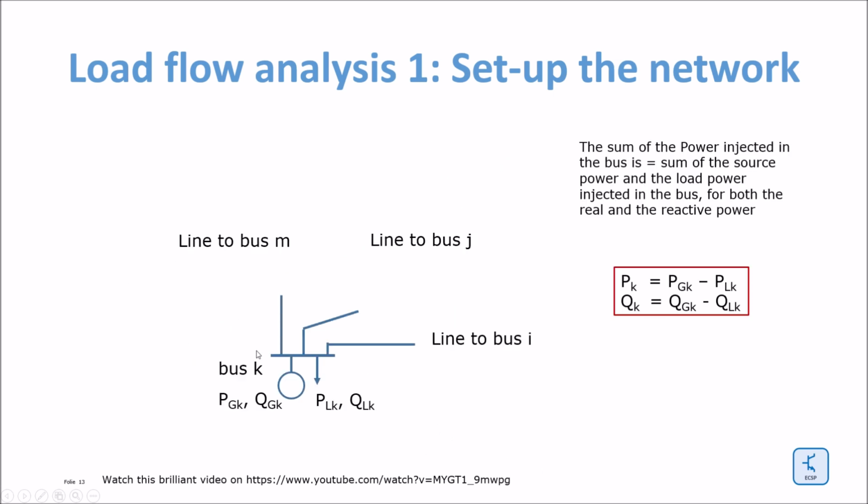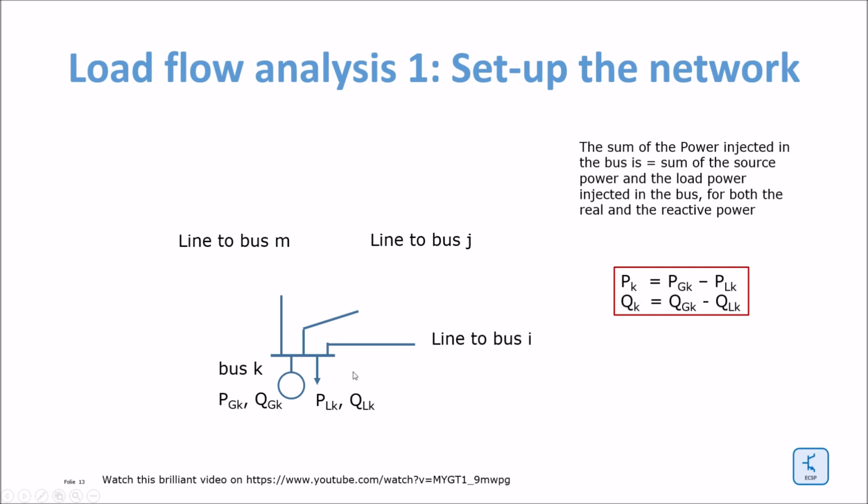So in one of the buses we are injecting power by means of a source, and we are removing power by means of a load. The rest is coming or going into lines. So the sum of the power injected in the bus number K is the real power Pk and the reactive power Qk. The real power Pk is equal to Pgk, which is the generation. So the generation is injecting real power Pgk and minus the real power Plk for the load. And the same applies for the reactive power Qk.